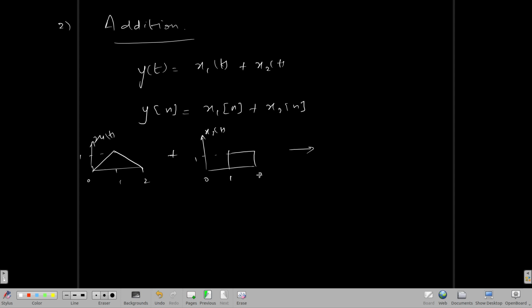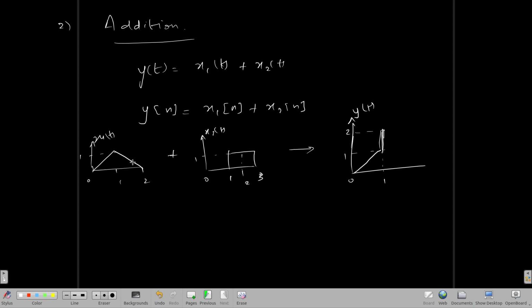So let this be 3. Okay, let this be 3 and 2, 3. Okay, so from 0 to 1, only this is there, so it won't change. 0, 1, this will be 1. Okay, at 1, how much is there? At 1, 1 is there plus 1, so it will be 2, right? It will be 2. This is y of t.